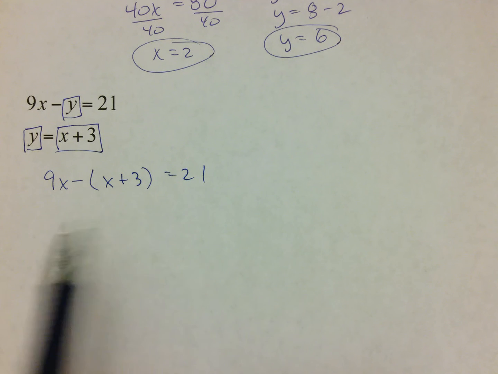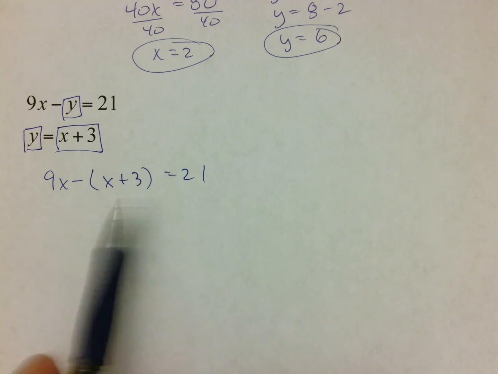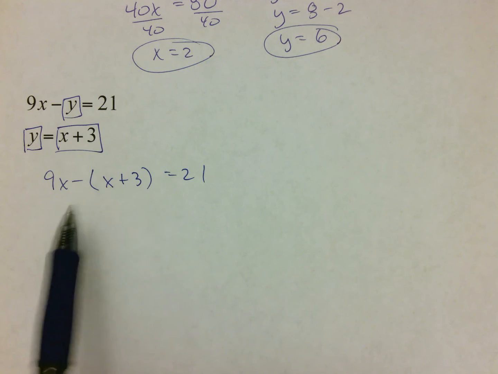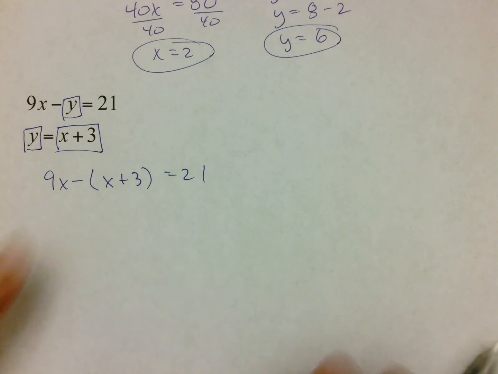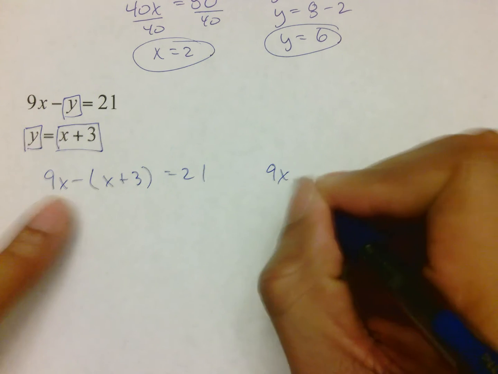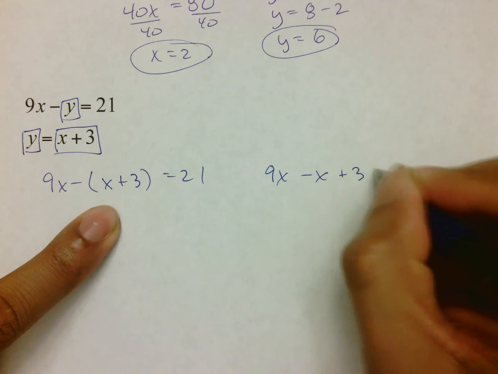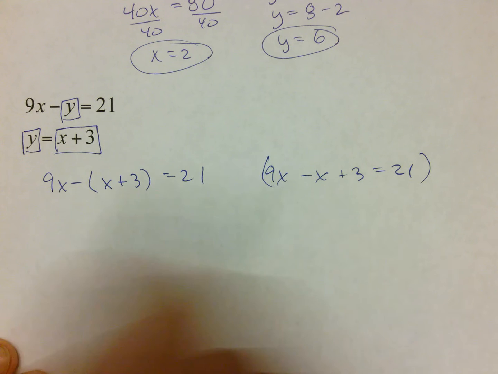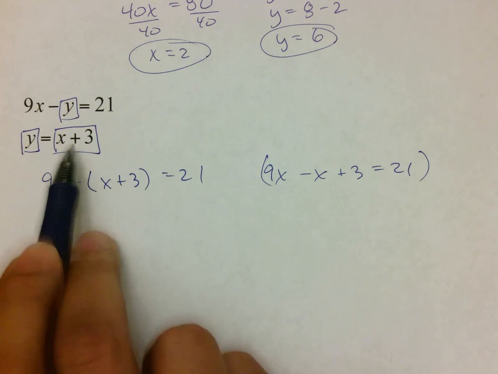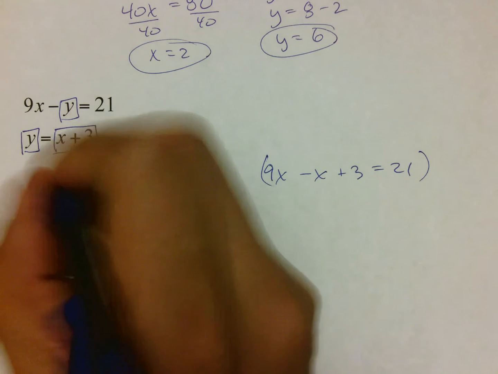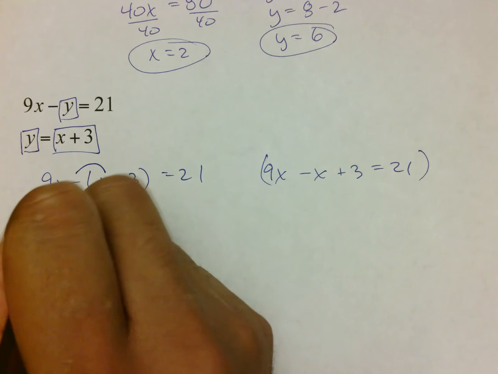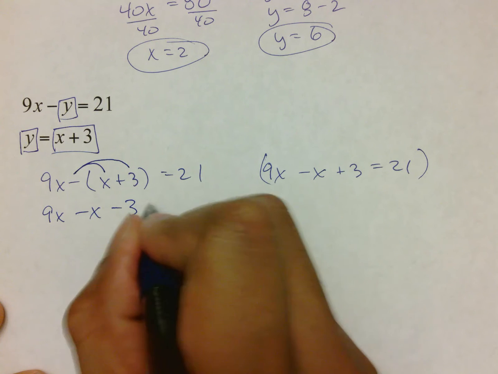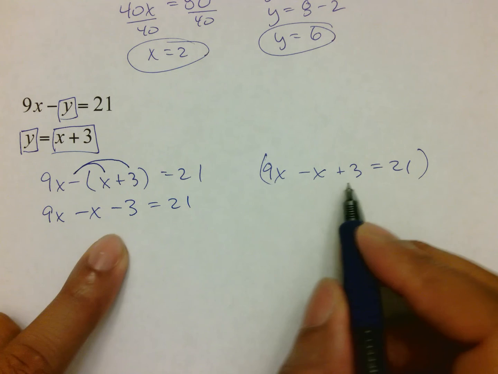Every year that I teach this, I have students who simply, every time they plug it in here, don't put parentheses, and they end up putting the wrong thing. What I mean by that is they put 9x minus x plus 3 equals 21. Now don't write that, but that's what they substitute, because they have the bad habit of just putting 9x minus x plus 3 equals 21. But what you have to remember is that the negative doesn't just switch the x, it also switches the 3. And that is the issue right there.